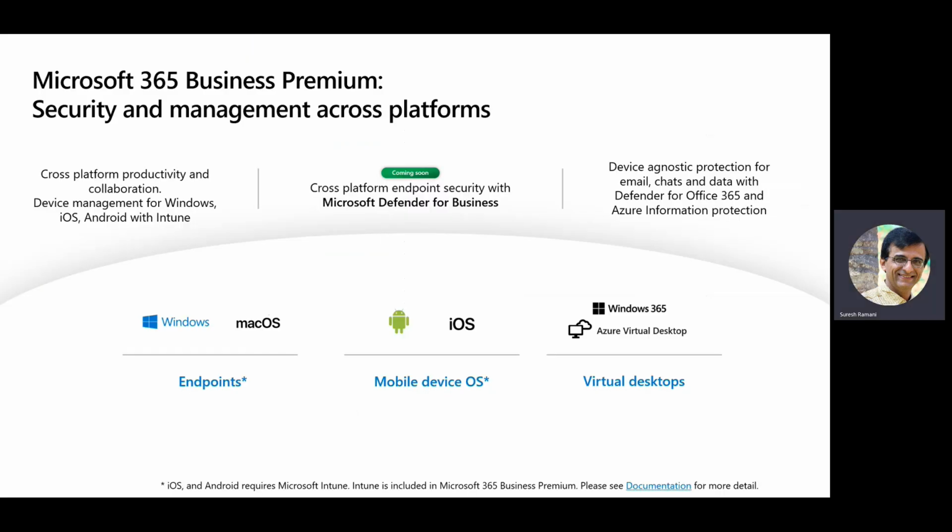The beauty of Business Premium is that it is collaboration plus security. Whether it is collaboration or security, it works on all platforms and devices, be it Windows PC, Apple laptops, Android mobiles, iPhones, or even cloud PCs like Windows 365 and Azure Virtual Desktops. So it just about gives you complete end-to-end productivity and security.